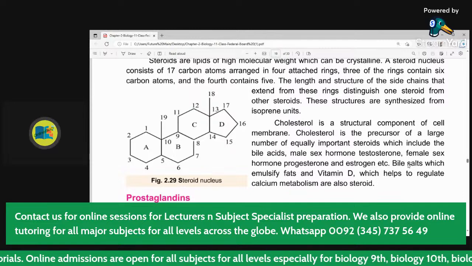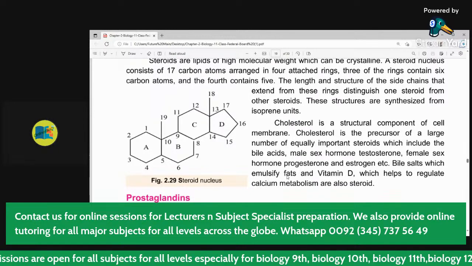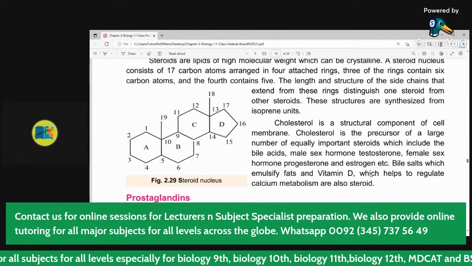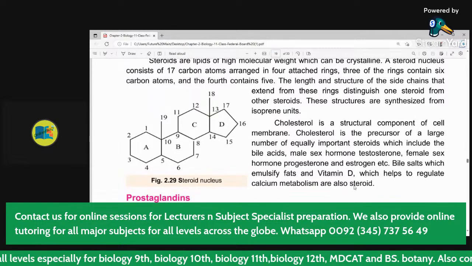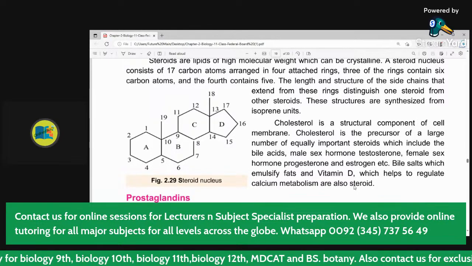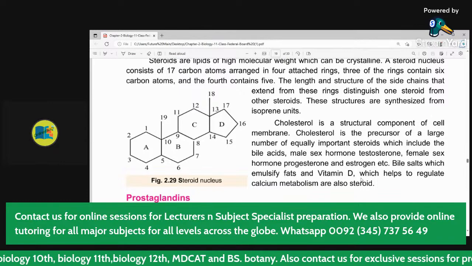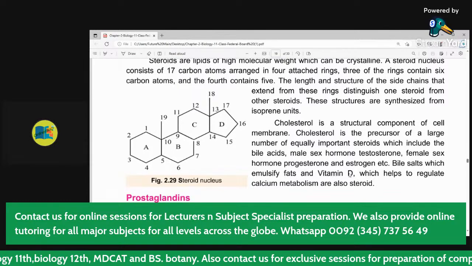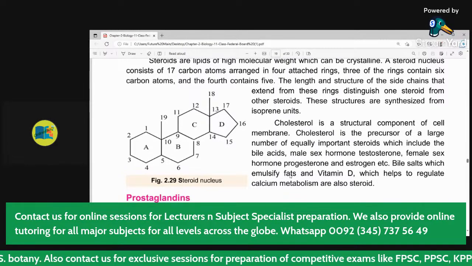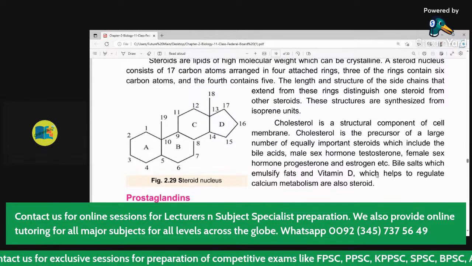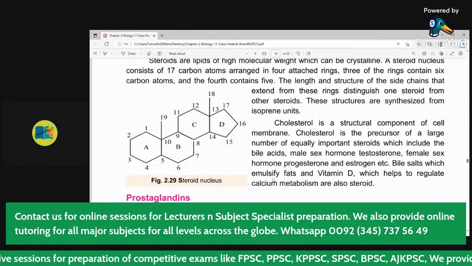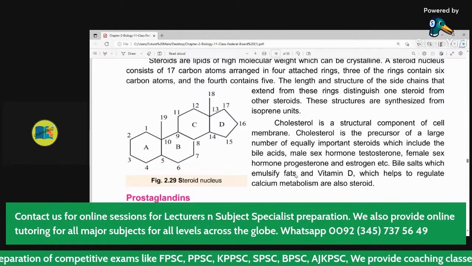Hormones, bile salts, which emulsify fats, and vitamin D, which helps to regulate calcium metabolism, are also steroids. So bile salts are steroids, and vitamin D is also a steroid.